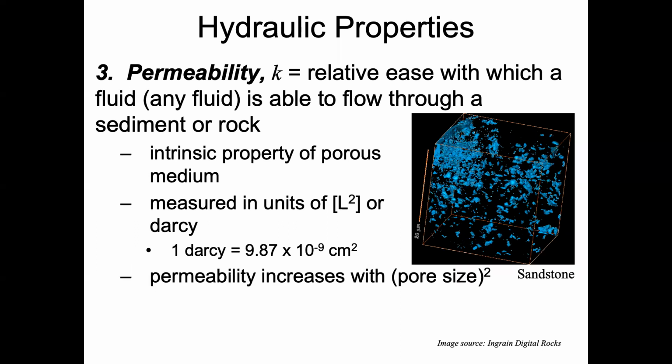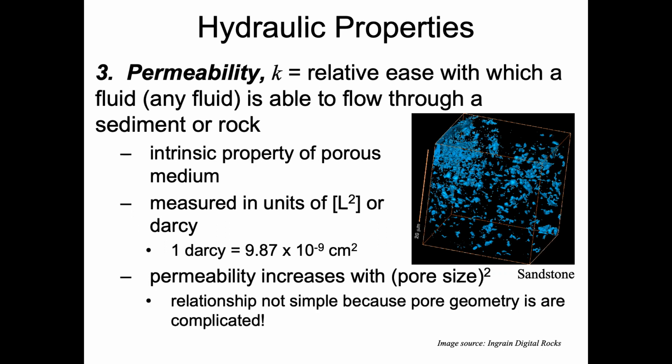The permeability tends to increase with the pore size squared. So if you have a pore size, let's say of 0.1 nanometers, and you square that, then that's going to be the relative permeability of your system. But this relationship is not as simple because pore geometries are really, really complicated. So while we can make this kind of overarching assumption sometimes to get us started in thinking about it, we have to remember that it's very basic and has a lot of flaws that go along with it.